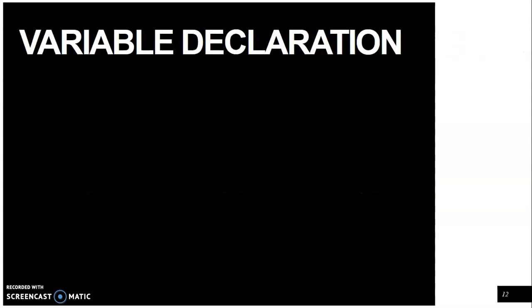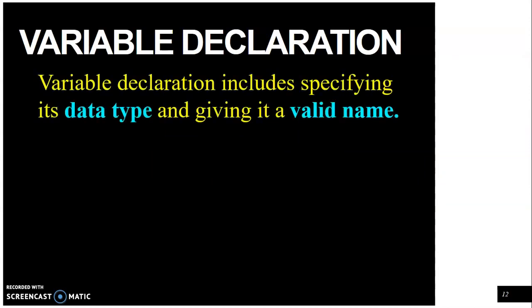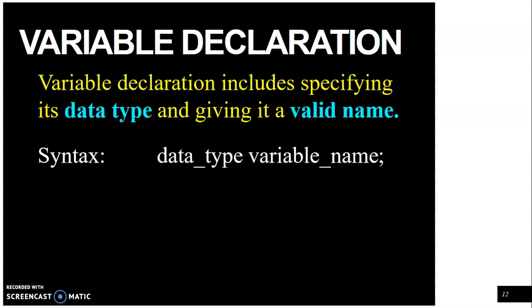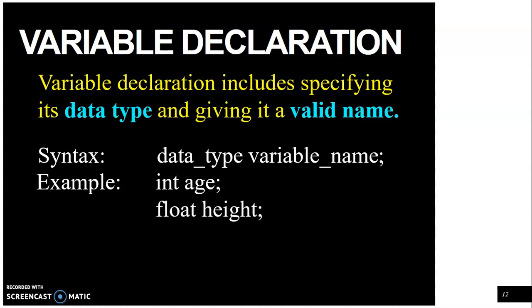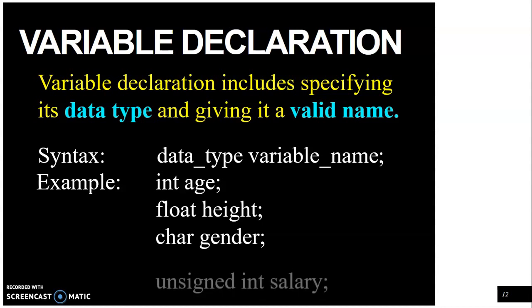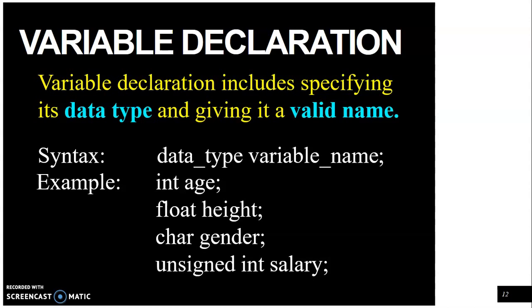Now come to variable declaration. How do we declare or define a variable? Variable declaration includes specifying its data type and giving it a valid name. For example, look at the syntax: data type and variable name along with the semicolon. For example, int age. Here int is the data type and age is the name of the variable. Float height: float is the data type and height is the name. Char gender: char is the data type and gender is the variable name. Unsigned int salary. You can also mention signed or unsigned if you want with the int and char data types. So in unsigned int salary, unsigned int is the data type and salary is the variable name.